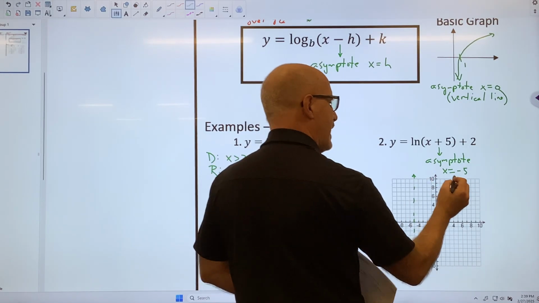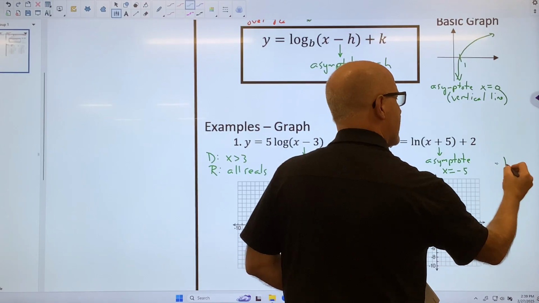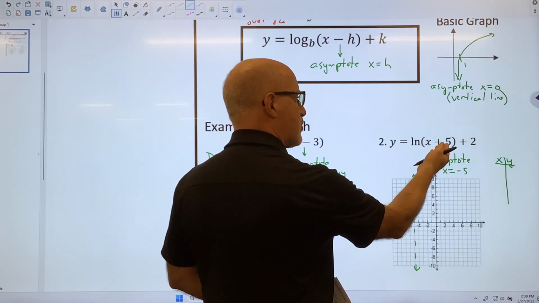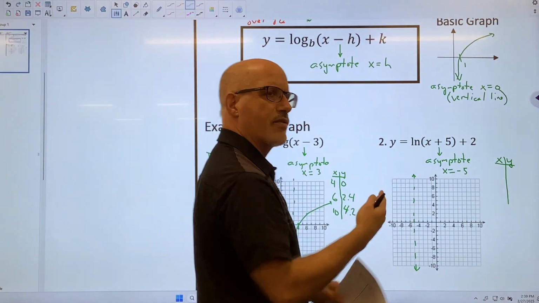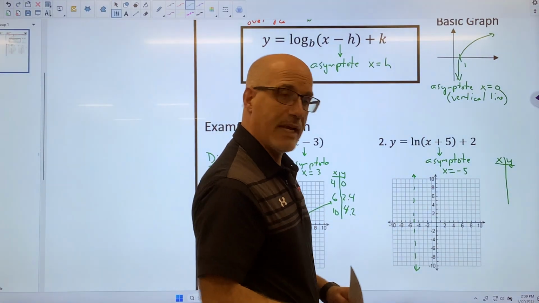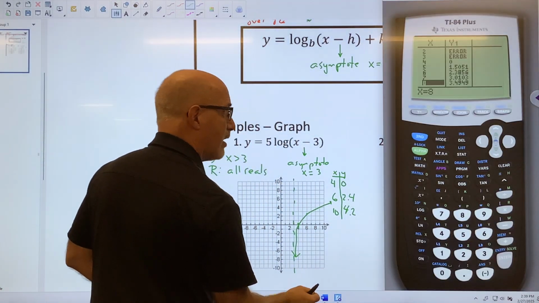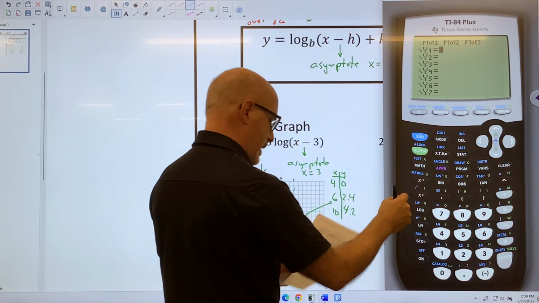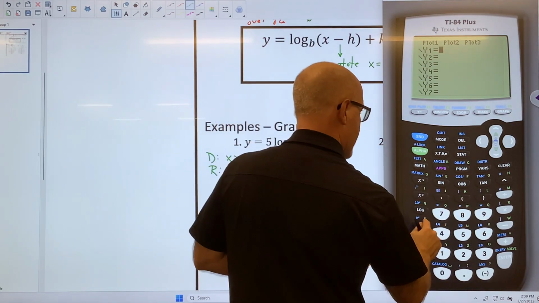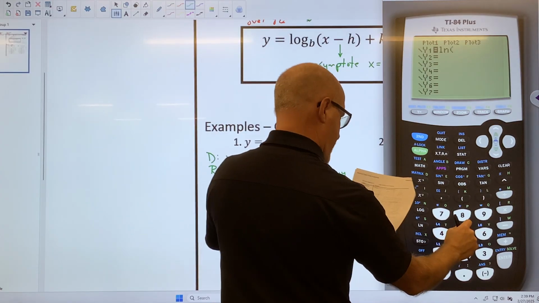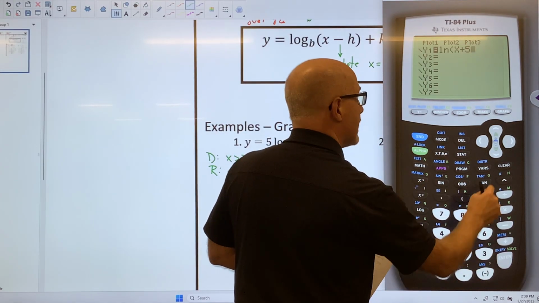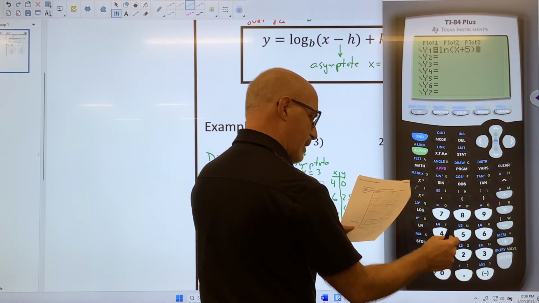Now I'm going to get a table from my calculator. Notice I use natural log here, and ln stands for natural log. It's log base e. So I'm going to go to my calculator. I'll clear off this one, and I'll put in natural log of x plus 5, and then close my natural log. Then I'm going to put a +2.